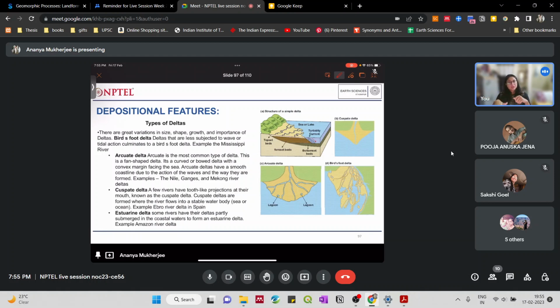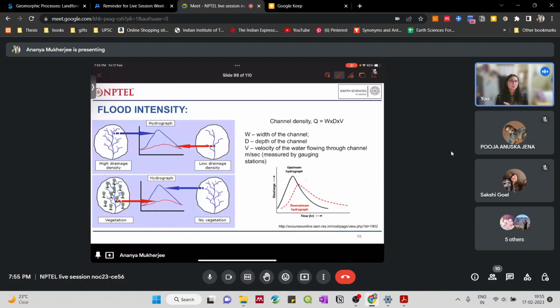And then you have the estuarine delta where the deltas are partly submerged. Okay, in the coastal waters there's a delta, but it is submerged. Okay, so Amazon River Delta is an example of that. Now we come to one important aspect, that is the flood intensity.